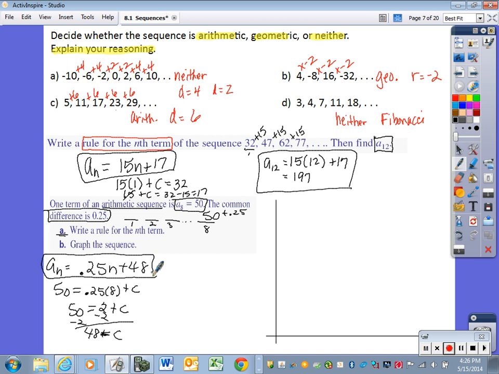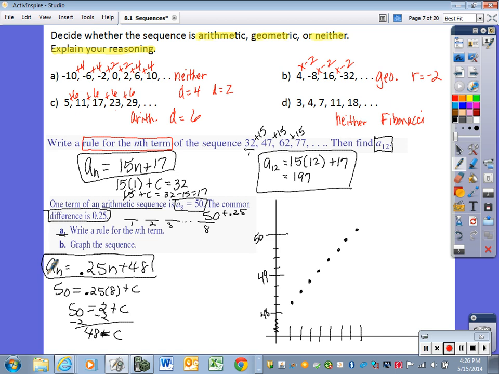So then if I graph it, the first one, 0.25 plus 48 is 48.25. So I'm going to put a break in my graph. Start at 48, count by 0.25. 48.25, 0.5, 0.75, 49, 49.25, 0.5, 0.75, 50. What do I have?